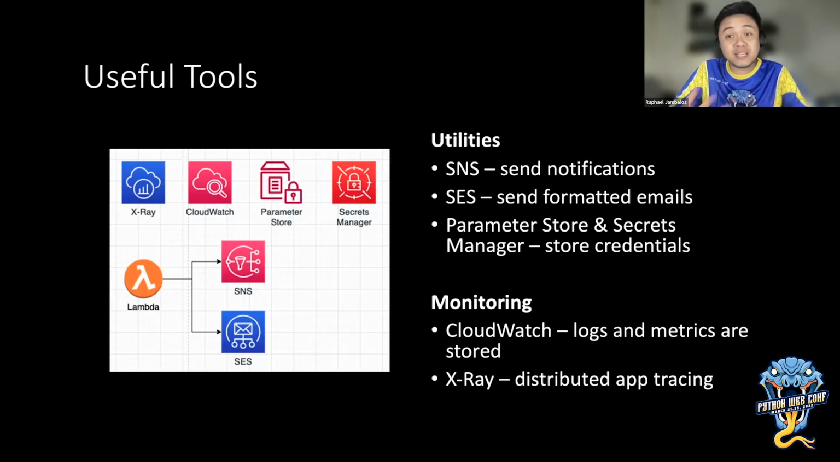SES when you want to send newsletters that are formatted by HTML and CSS. Parameter Store if you want to store credentials, and Secrets Manager. And finally, the monitoring piece. CloudWatch stores logs and metrics about each Lambda function and the API Gateway. So it's really good for debugging, and debugging at scale. And finally, this is the last one, X-Ray, which is for distributed app tracing.